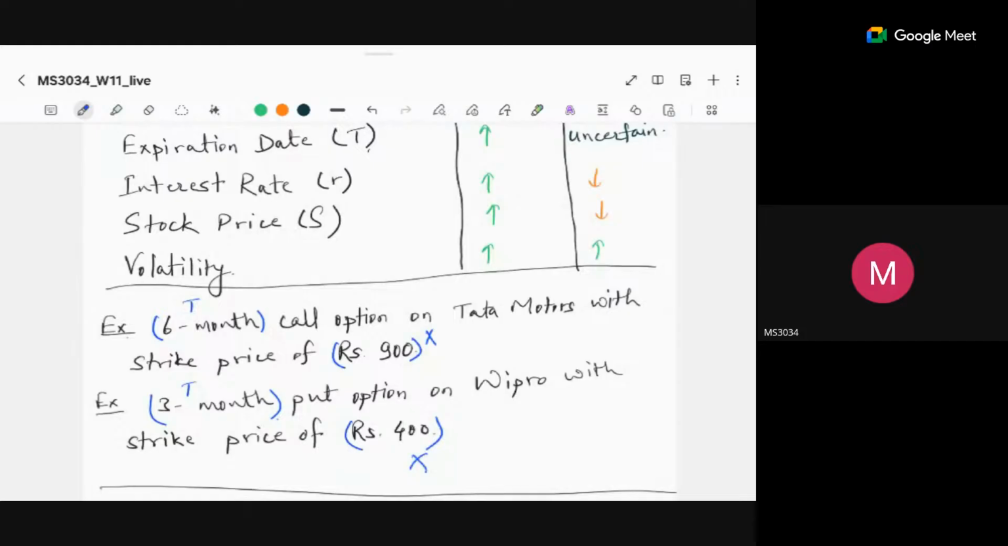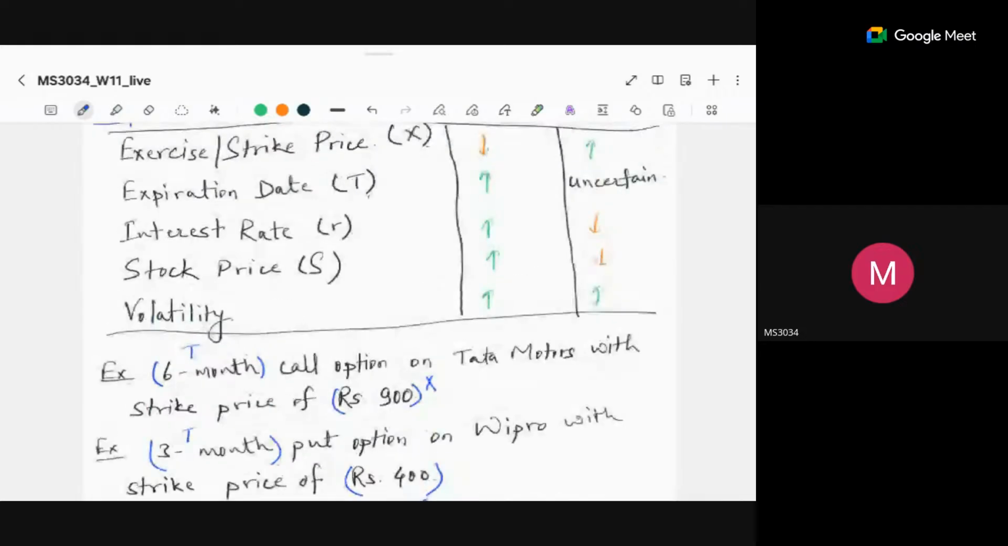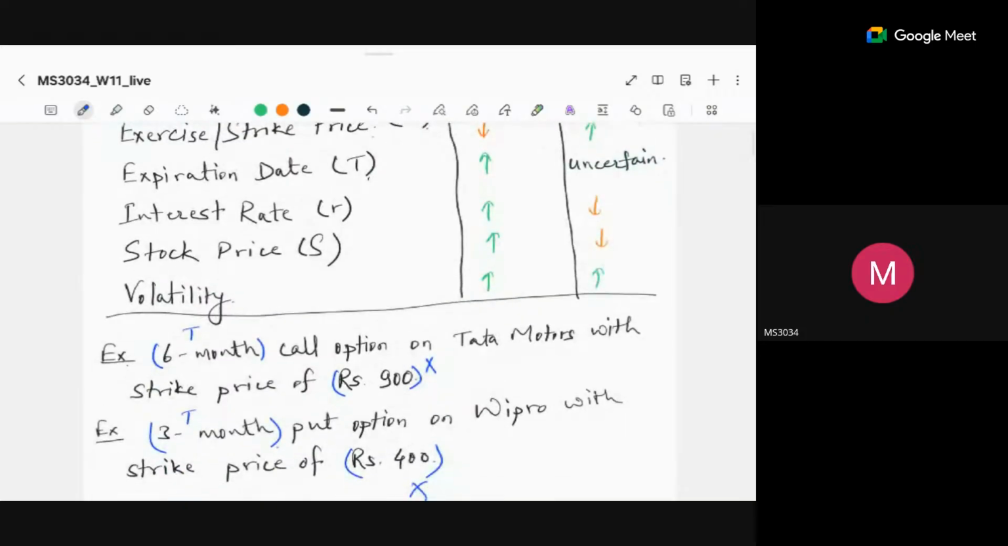an option may be defined like a 6-month call option on Tata Motors with a strike price of rupees 900. So these are the three features which define an option. 6 months is the expiration time, the strike price of 900 is the capital X, the exercise price, and the underlying stock is Tata Motors. Let's suppose the current price of Tata Motors is 950 rupees, then it will be the stock price.